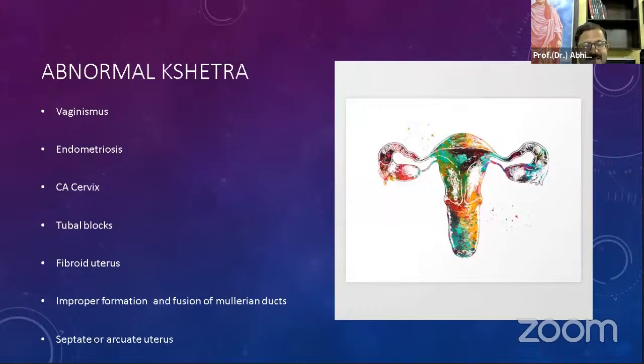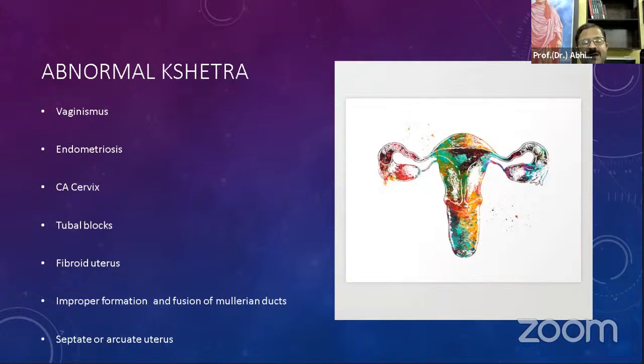Vaginitis is there, candidiasis is there, endometriosis. It is a very common clinical condition nowadays found in females, and that again leads to infertility. CA cervix is there. Tubal block is there, because of Srotorodha. If the Srotorodha is there, then there will not be channelization of ovum and spermatozoa towards the site of implantation. If their path is blocked, then they cannot move to the next path.